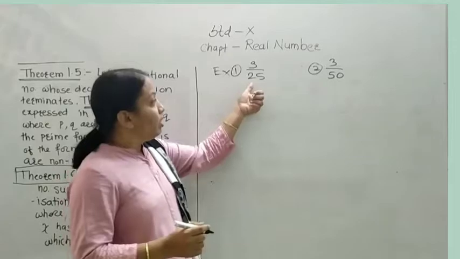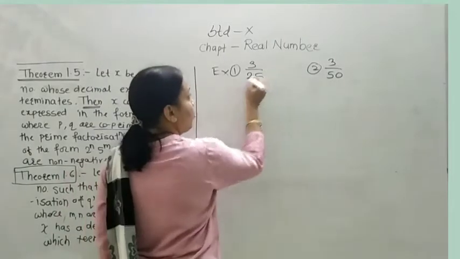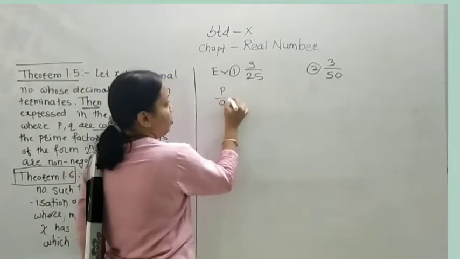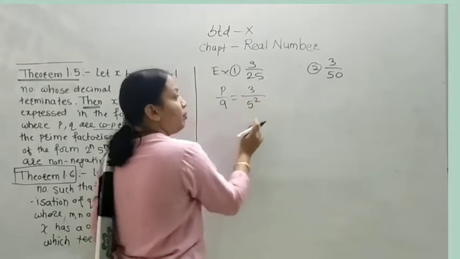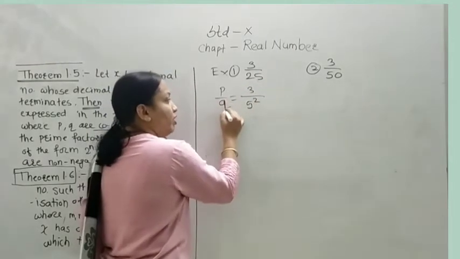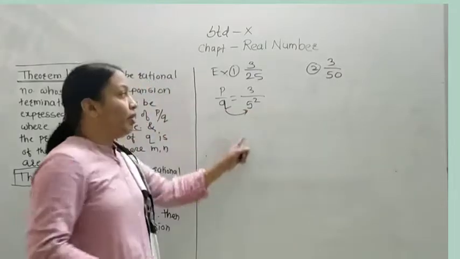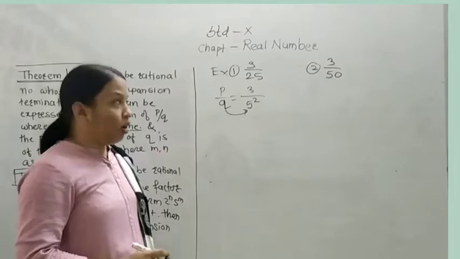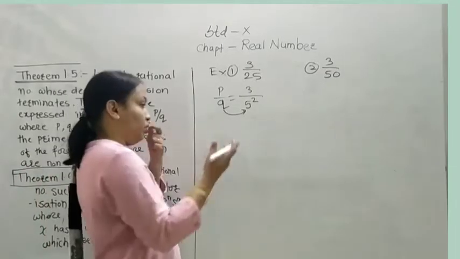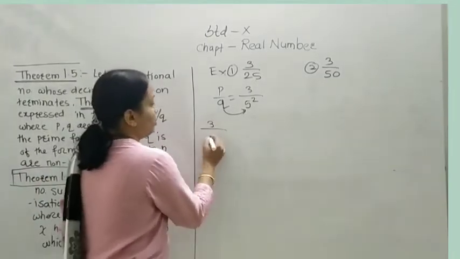Now here this is the p by q. P by q is of the form 3 upon 25. I can write 25 as 5 square. Means here denominator q is of the form only 5 raised to power something. Let us see, is it terminating or not? You have done this, I think, in the 7th standard.